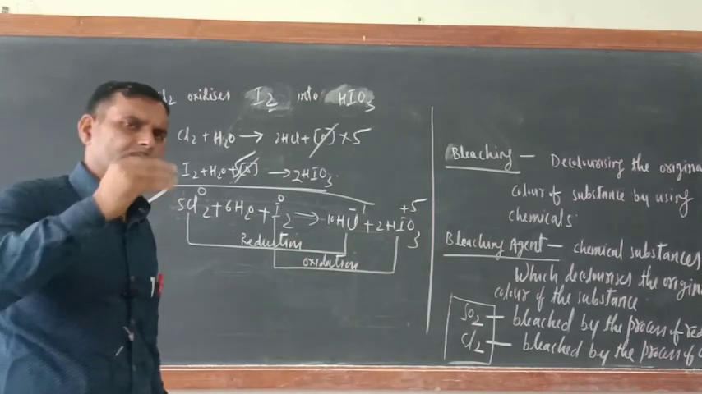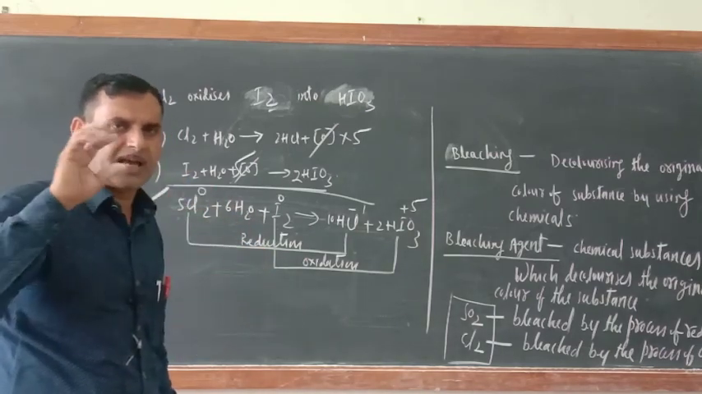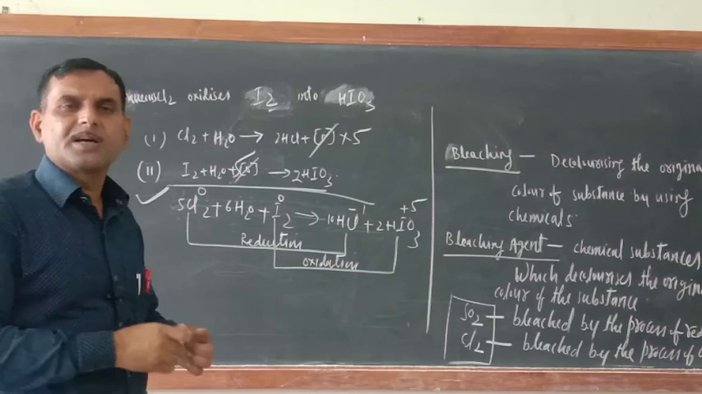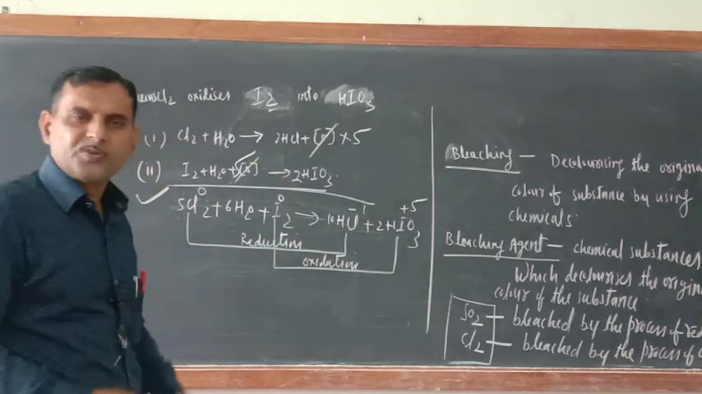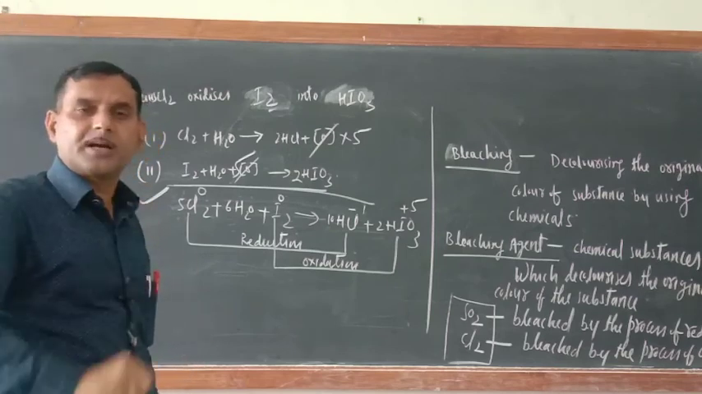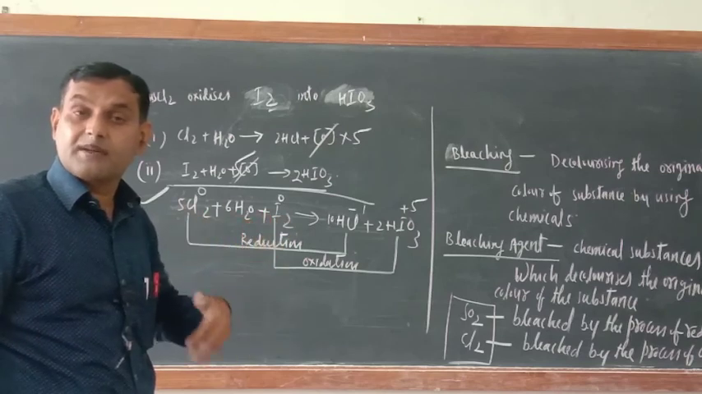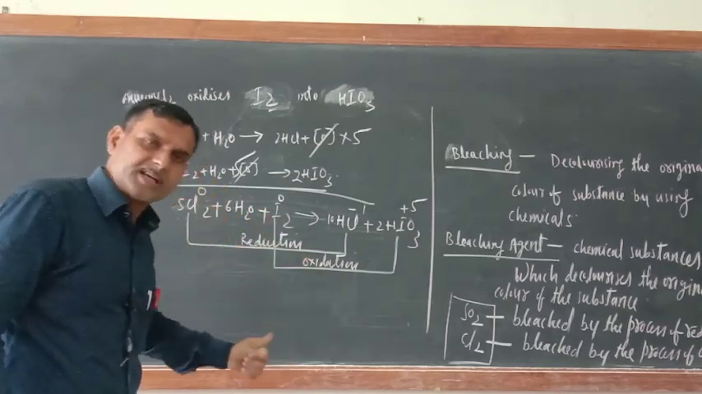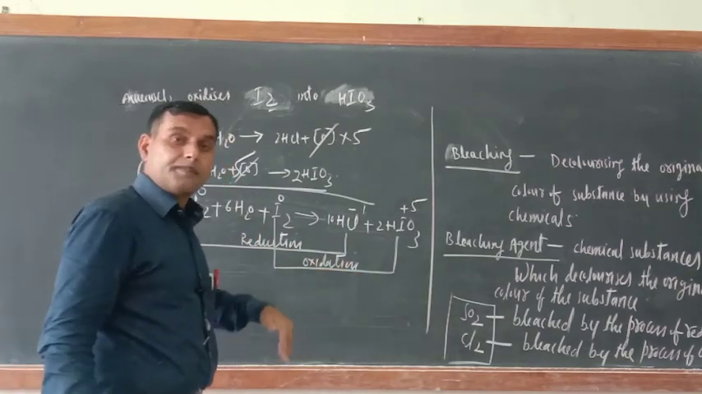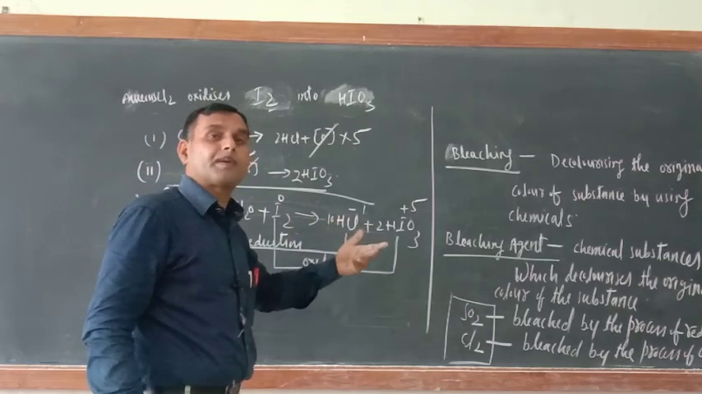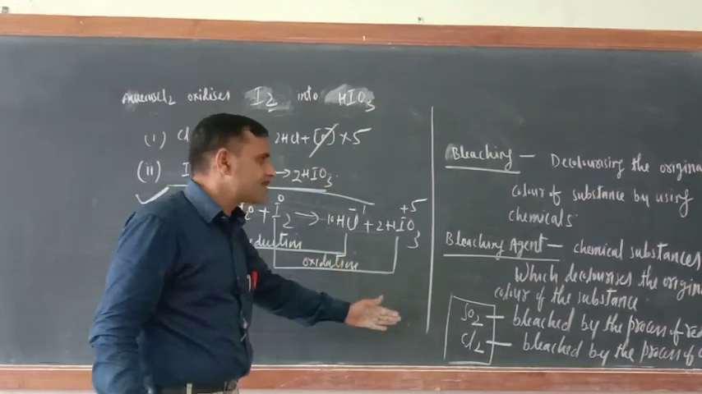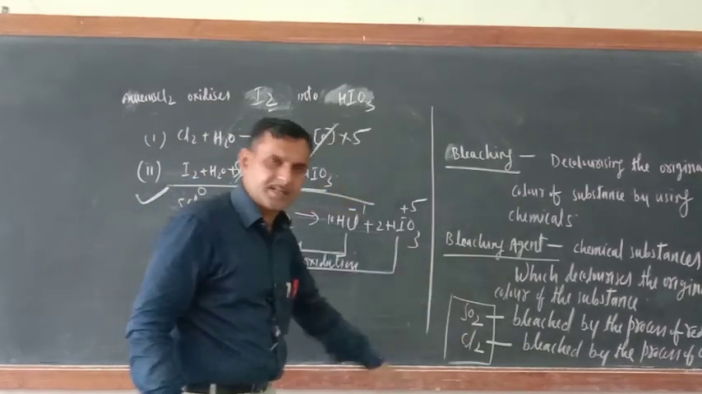Suppose one coloring substance is there, like vegetable or another coloring matter, and its color is decolorized by the process of reduction, let us say by SO2. That substance will gain nascent oxygen from the atmosphere, and after some time its original color will be restored. So this is the reason that if the bleaching action of an agent is done by oxidation, that would be permanent, but if it is done by the reduction process, that would be temporary. That is the difference between the bleaching action of SO2 and Cl2.